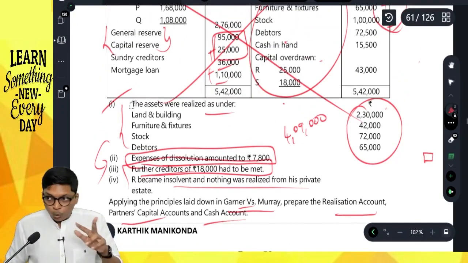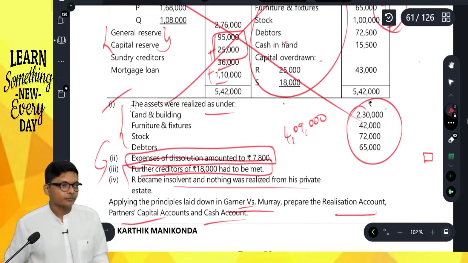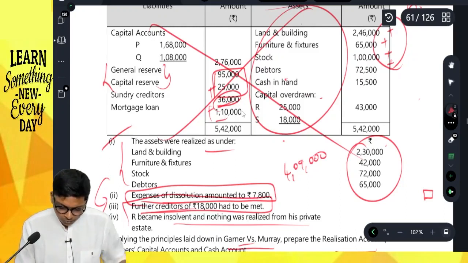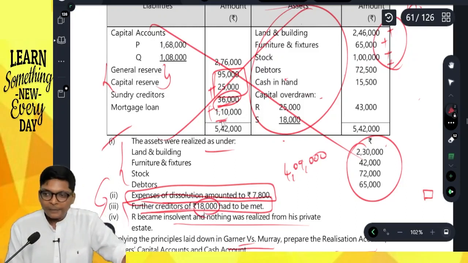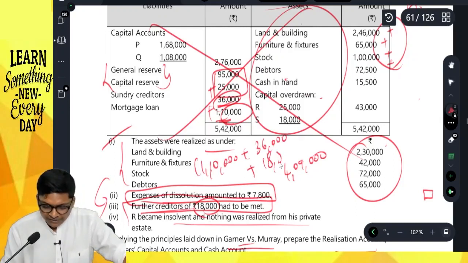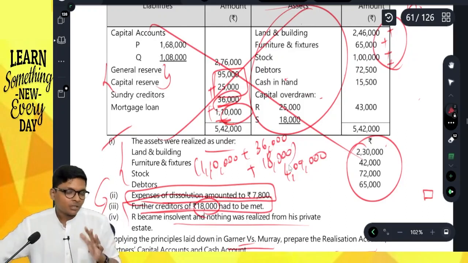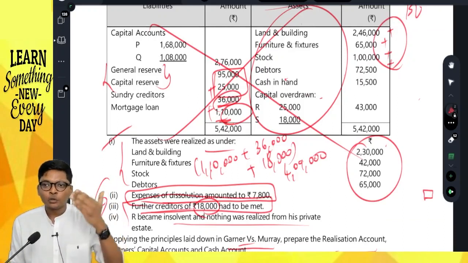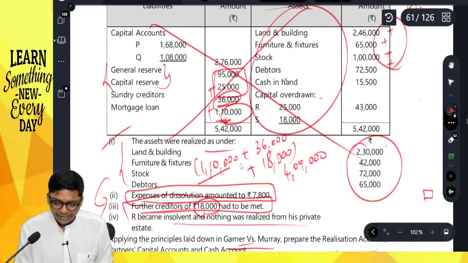That means the question says creditors are paid. So I need to settle all the creditors. I need to pay creditors of how much? 36,000 plus 18,000, plus loan, will I pay? I should repay. So I should repay 1,10,000 of loan plus 36,000 of creditors plus unrecorded creditors of 18,000. First time we are seeing unrecorded creditors. I don't care. What is the entry for paying creditors? Creditors to bank. Here it will be realization to bank. How much, guys? Total 1,10,000 plus 36 plus 18.